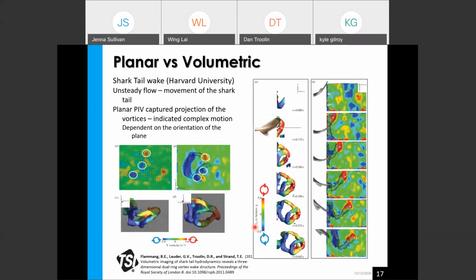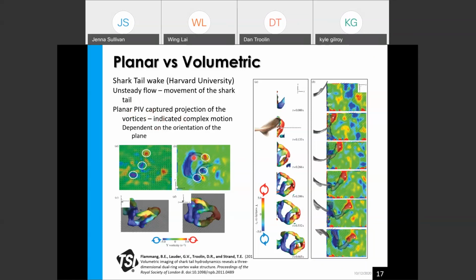I want to show you an example of the different types of information provided by planar and volumetric PIV systems. This particular study was done at Harvard University, and it was a study of the flow behind a shark tail wake. Essentially, it's the wake flow generated by the shark's tail. The flow is very unsteady because of the movement of the shark. Planar PIV and volumetric PIV were both used for this particular study.